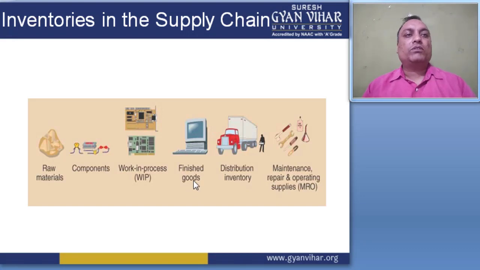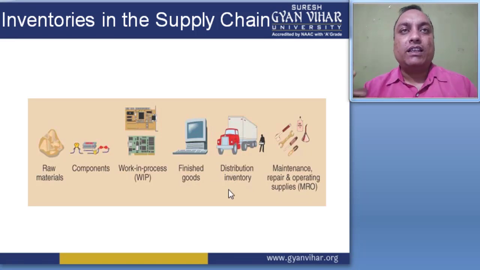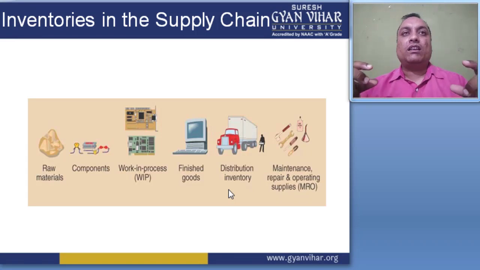And how to sell this? And the last one is distribution inventory. Distribution means transportation of goods from one city to another city. This is one type of inventory, and it also includes the maintenance, repair and operating supplies, MRO.